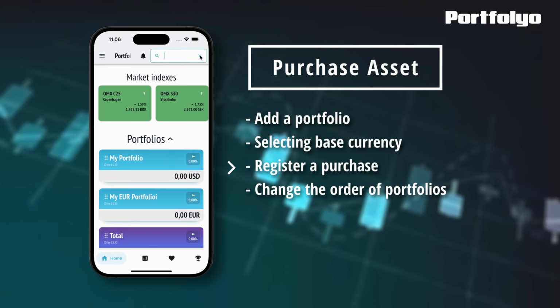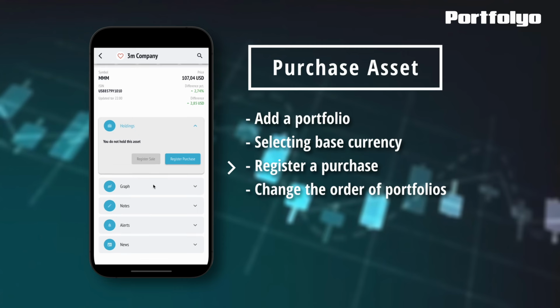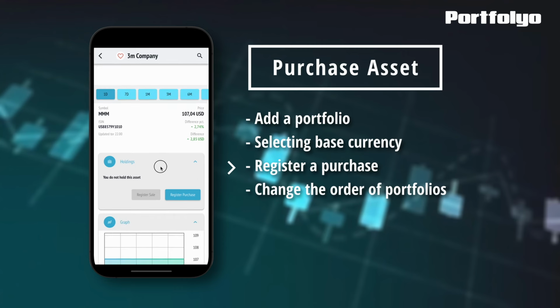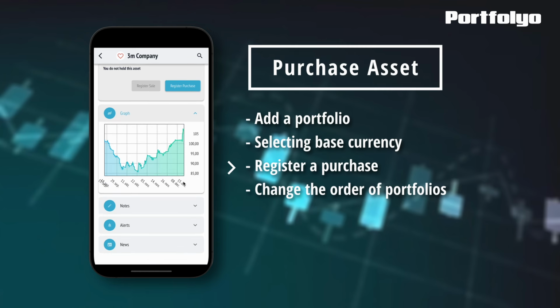First, I go to the search field and enter the name or symbol of the stock. I select 3M. And now I'm on the detailed view for 3M. Here, it shows how many shares of that particular stock I own, currently none. You can see a graph for the selected period. It's possible to create notes for this stock.